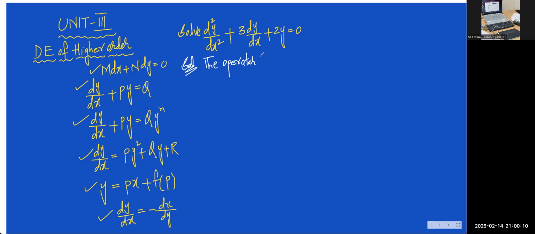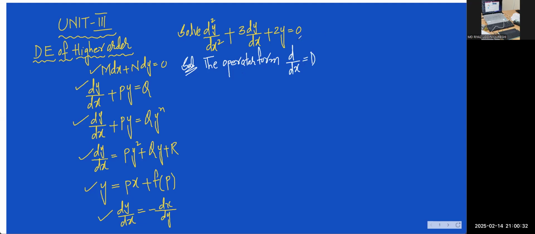These are the steps you're writing, sir? Yes, one problem I am taking and I am going to solve the problem in detail, but next time we should directly write down the steps one by one. Operator form, how to get it? Wherever d by dx is there, we have to replace it with a capital D.